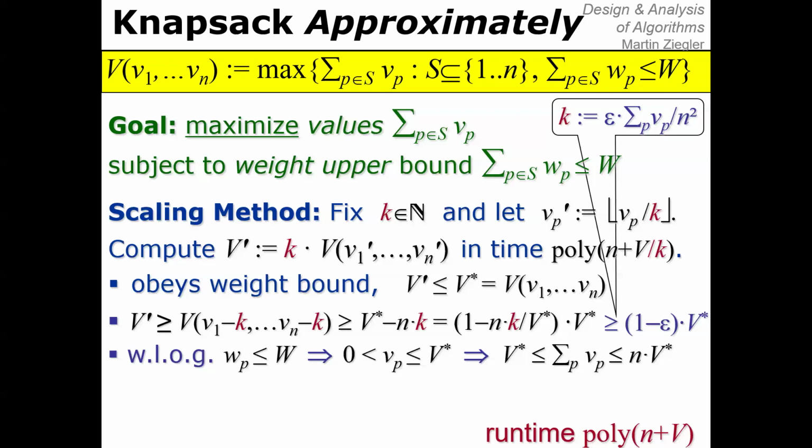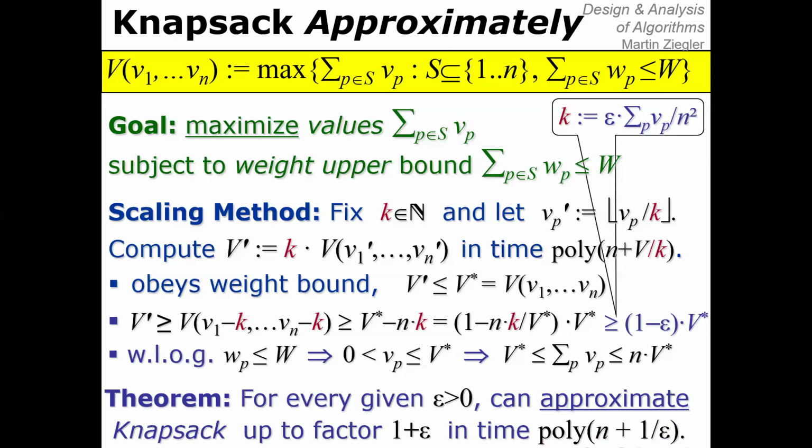Almost, because remember k must be an integer. So we still need to round this expression to obtain the actual value of k, but that's peanuts. So to conclude, for every given epsilon, we can approximate the knapsack maximization problem up to factor 1 minus epsilon in time which is polynomial. Remember, running time is polynomial in V divided by k. k is this. So it's V divided by epsilon and, yeah, this running time.